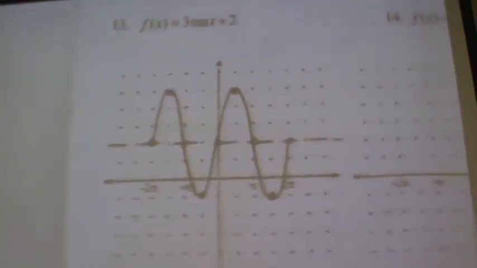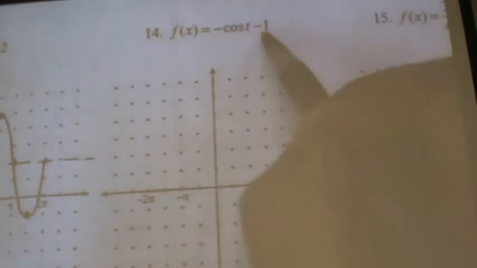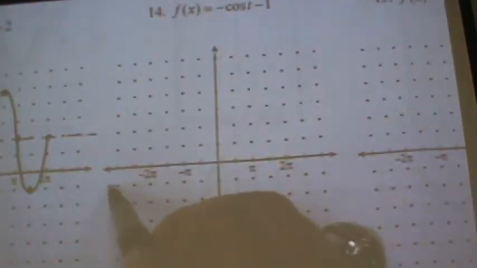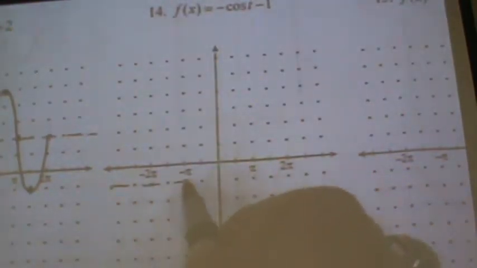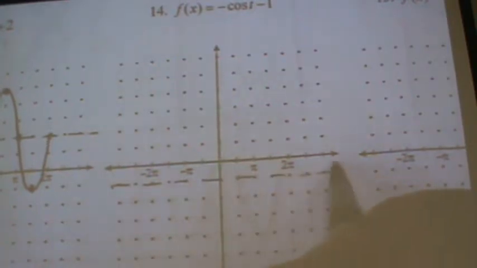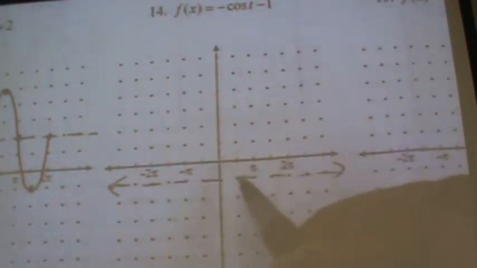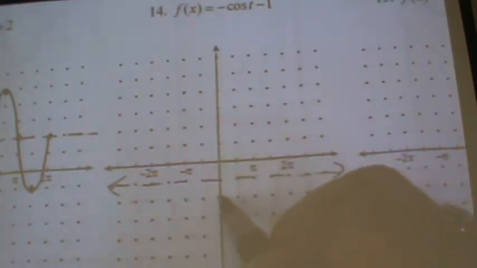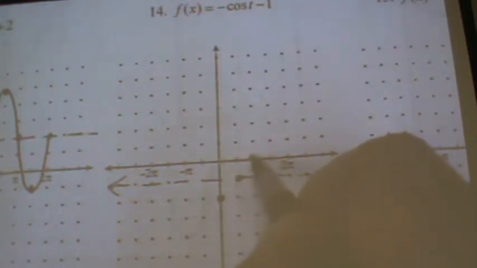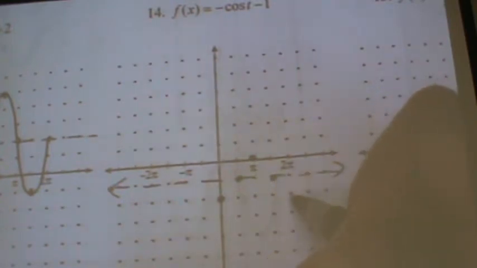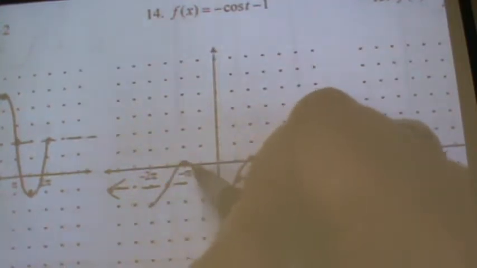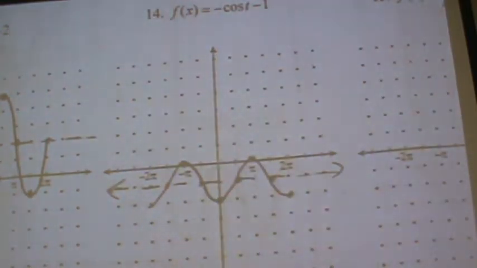How about number 14, where are you gonna start? -1. And go where? It's gonna look like a bell. So you do this. Like that.